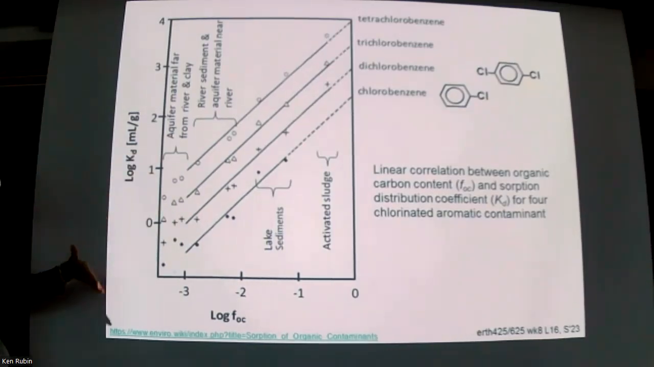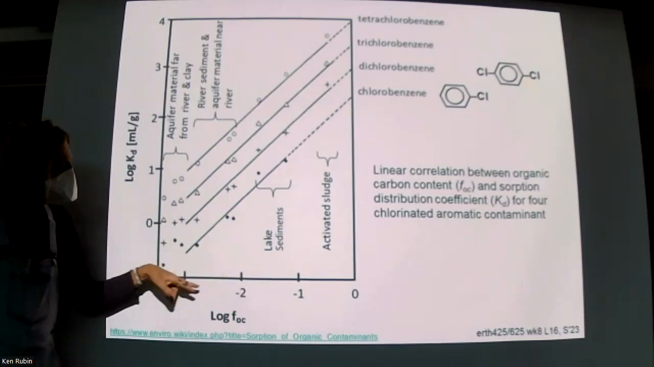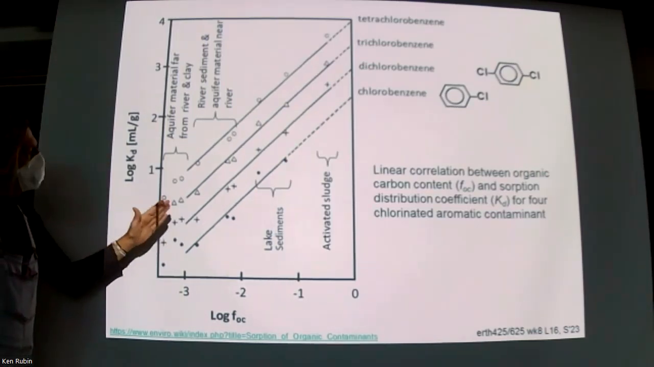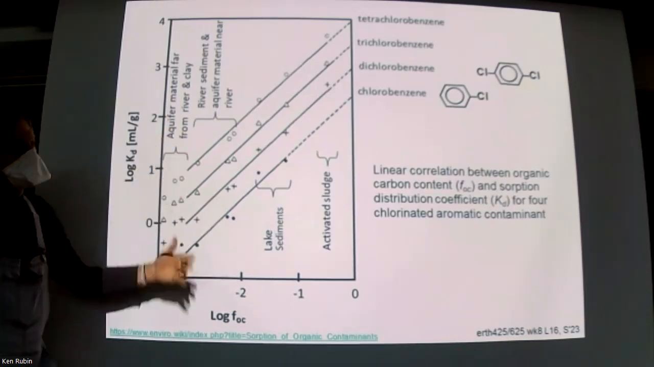This is set up just like the last diagram. This is the concentration in the water in log units, and this is the concentration stuck onto the solids in log units. So the more halogenated things are, the more they stick, basically.